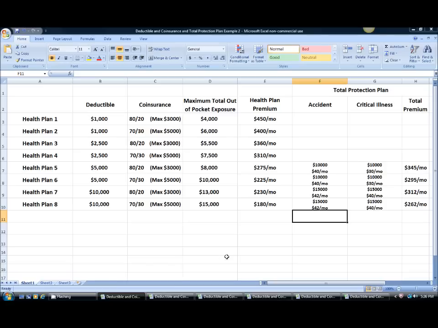One last slide here. This is the same thing, but now I've added back in the $10,000 deductible health plans, which have these $13,000 out-of-pocket exposure, potentially $15,000 maximum out-of-pocket exposure here. So now I've bumped the accident up and the critical illness up to $15,000 each. The accident doesn't go up much, $42 a month instead of $40. Critical illness goes up about $10. So you're at 40 plus 42, $82 plus these premiums here. Here's your total premiums, $312, $262, less expensive than this one and way less expensive than this one.